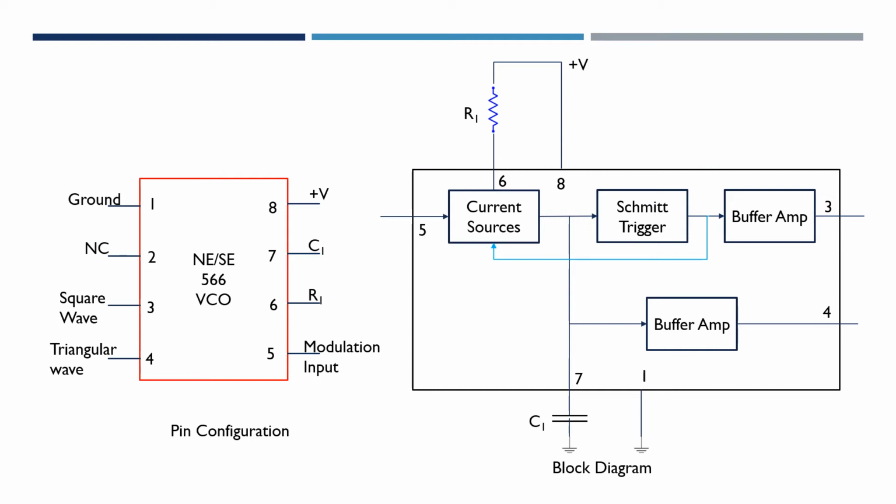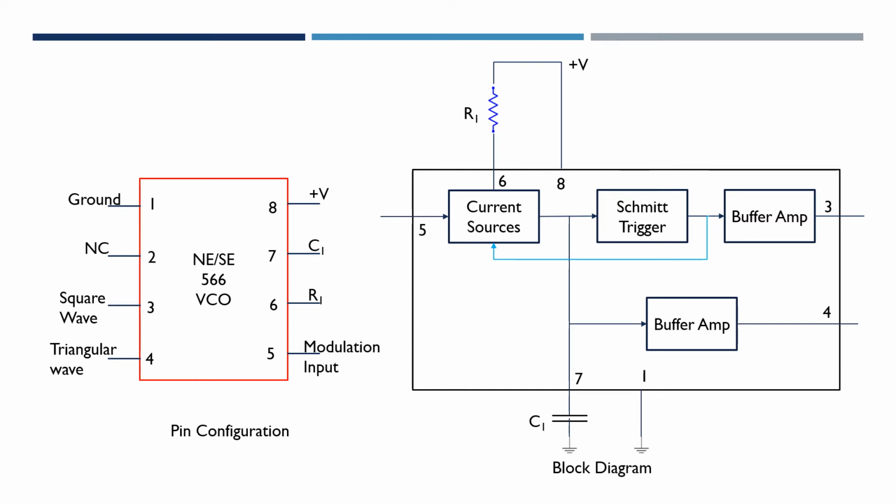Seeing the block diagram, this 566 IC consists of two current sources. One is for charging the capacitor, another one is for discharging the capacitor. The limits for the charging and discharging action are provided by the Schmitt trigger, and there are buffer amplifiers. The buffer amplifiers are mainly used here to provide the output impedance. The output impedance is around 50 ohms. To match the output impedance, these buffer amplifiers are used. So this is the block diagram of the IC 566, which is the voltage controlled oscillator.